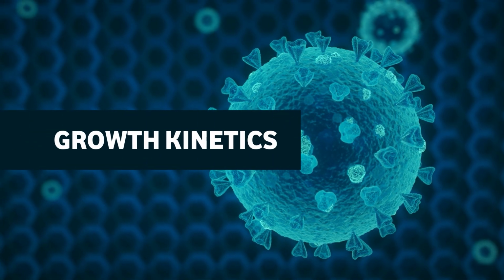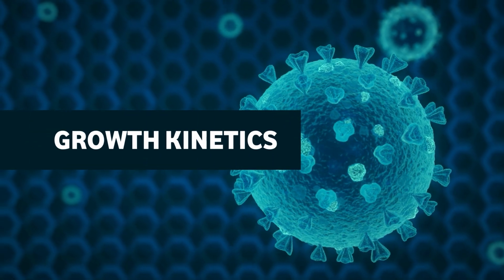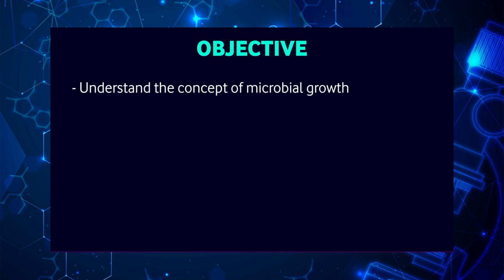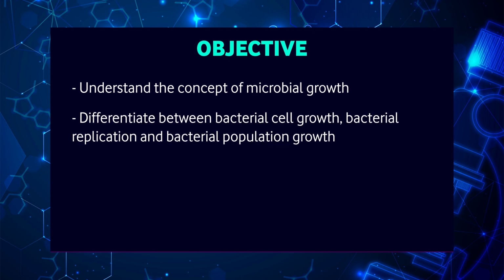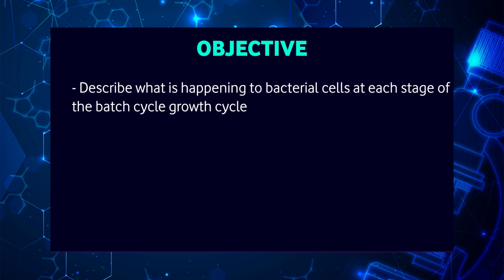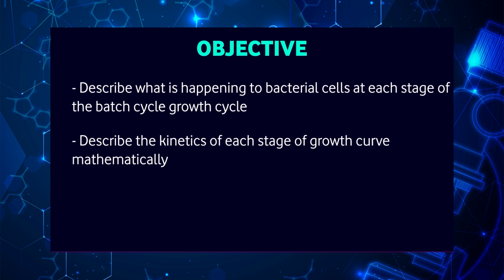Today we'll be talking about microbial growth kinetics, and in the previous lecture you learned about the microbial growth curve. So what are the objectives of this particular lecture? We will understand the concept of microbial growth again. We will revise the differentiation between bacterial cell growth and bacterial replication. We will be revising a little bit about the bacterial population growth curve in a batch culture, and we will be talking about a description of what is happening to the bacterial cell at each stage of the batch cell cycle. And finally, we will be talking about the growth kinetics of each stage of the growth curve mathematically.